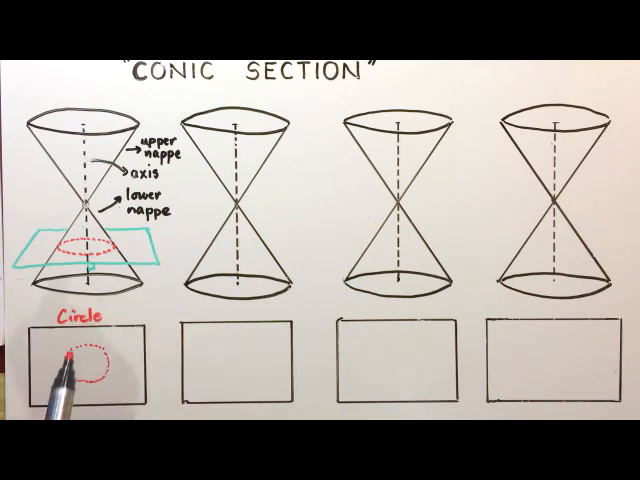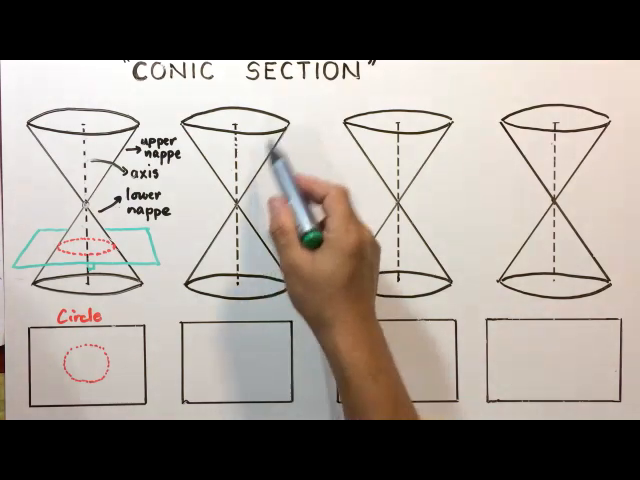So, the intersection between the cutting plane and the cone is a circle. So, the circle can be traced by the cutting plane and the cone if the cutting plane is perpendicular to the axis of the conic.